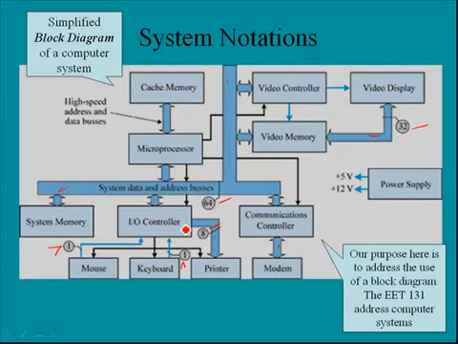What these are indicating is, in this case, for example, the microprocessor is controlling the video controller. The microprocessor also is controlling this thing we call the bus. The I/O controller is controlling the mouse, keyboard, and printer. And here we also have the microprocessor controlling the communications controller. In this case, it would be modem, network interface cards, etc.